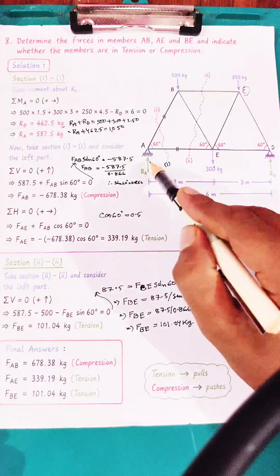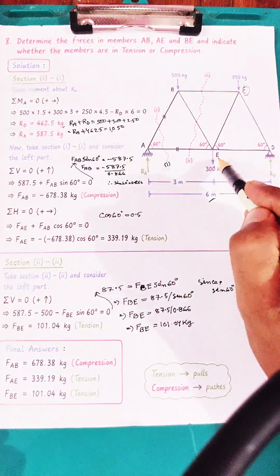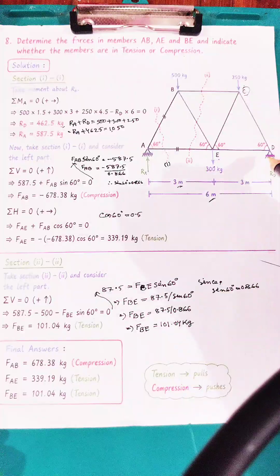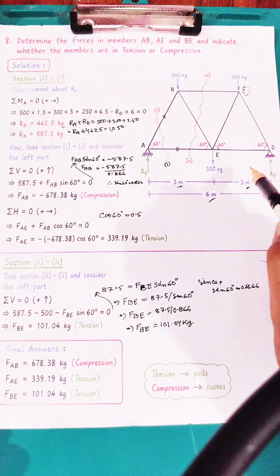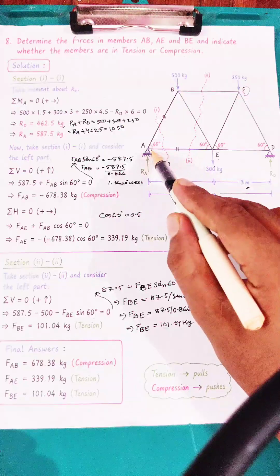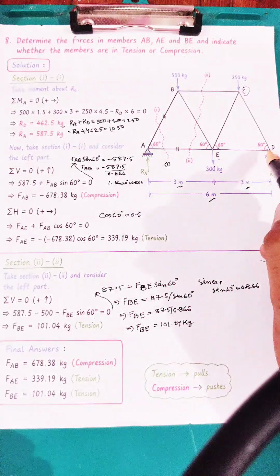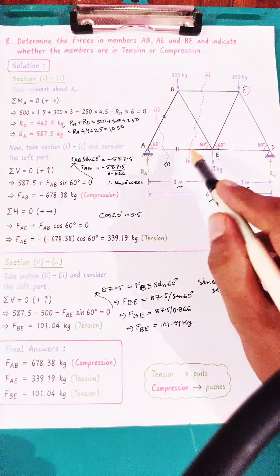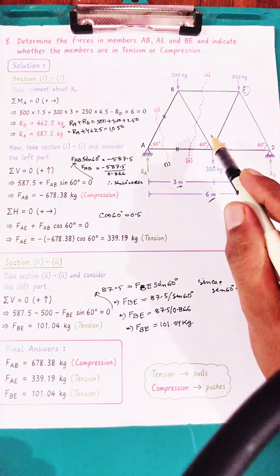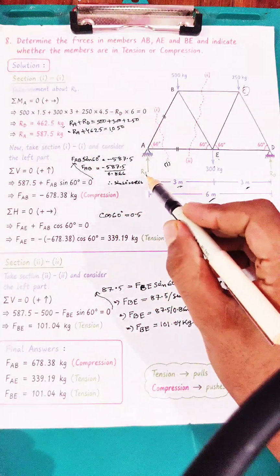The span from A to D is 6 meters and E is the center, so AE equals 3 meters and ED equals 3 meters. The inclined members make an angle of 60 degrees with the horizontal. You can see this. Let's solve it step by step. So step number 1, find the support reactions.